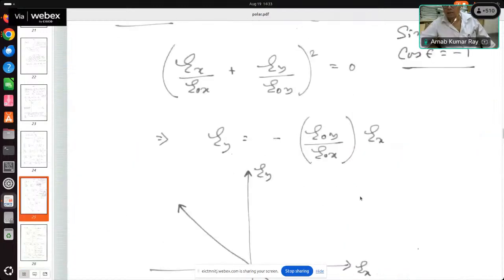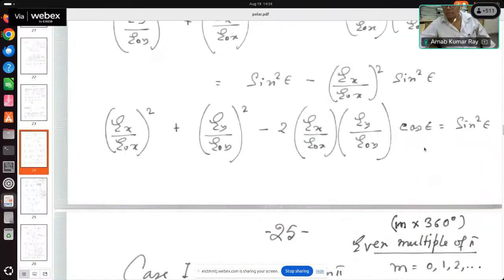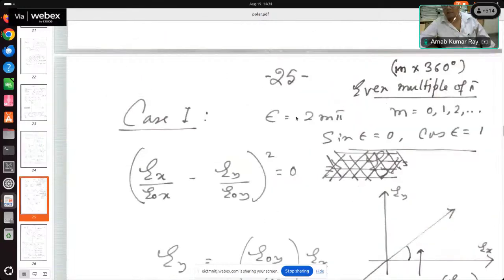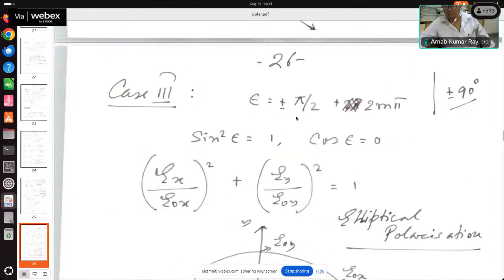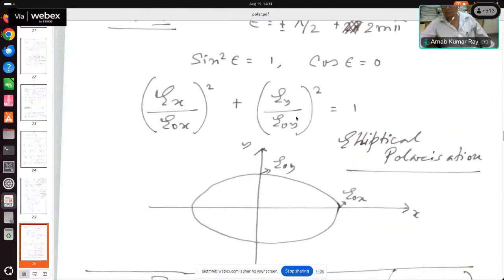Now let us see what we have here. In this equation, cosine is 0, so this term vanishes and the right hand side becomes 1. Basically now we are looking at the equation of an ellipse. So this is the case of elliptical polarization.